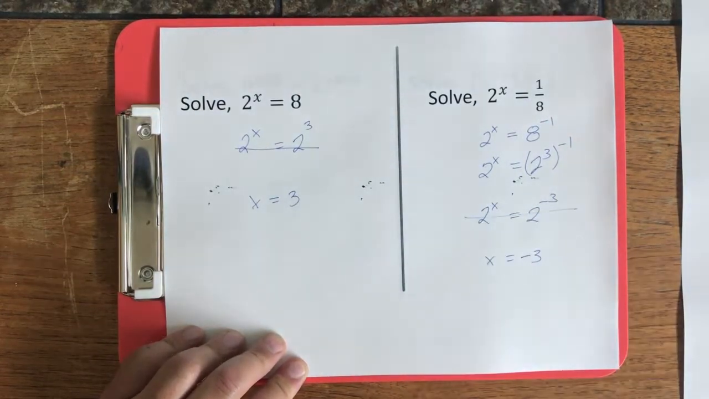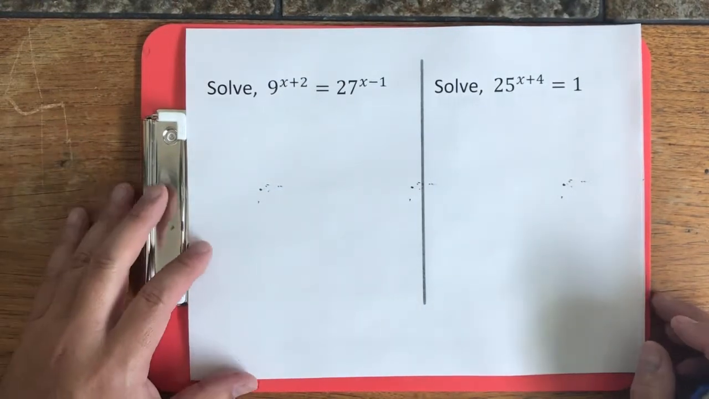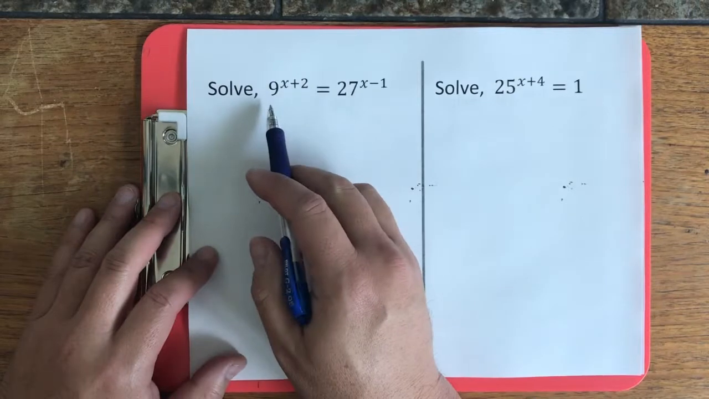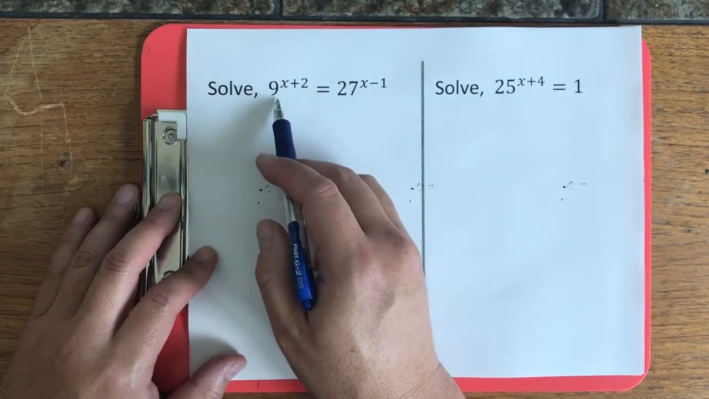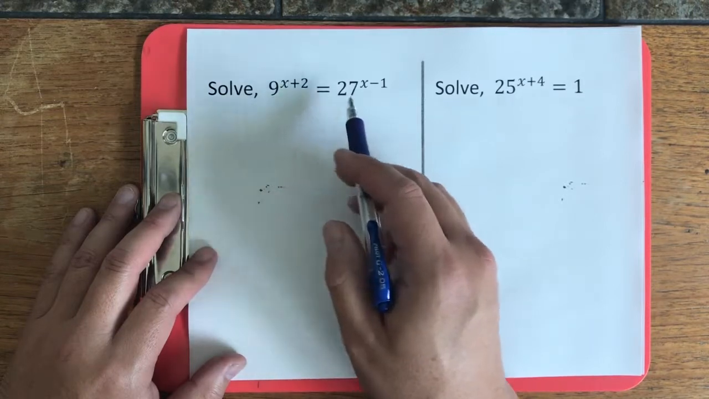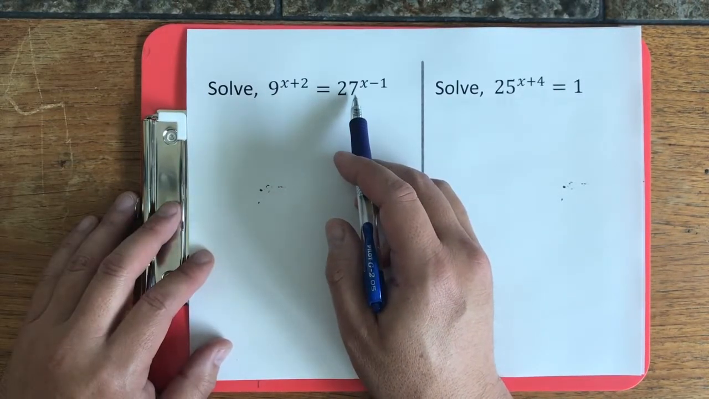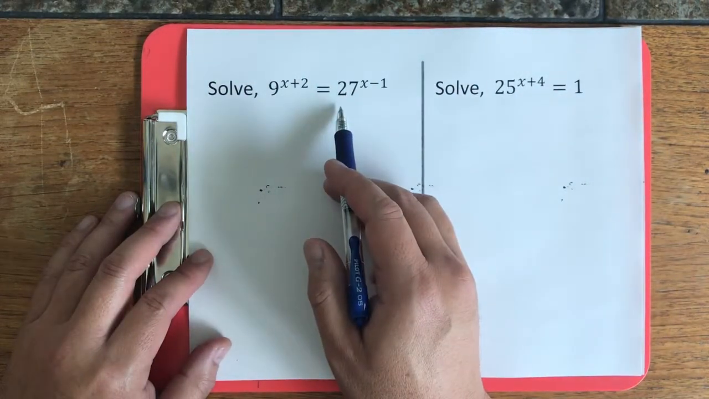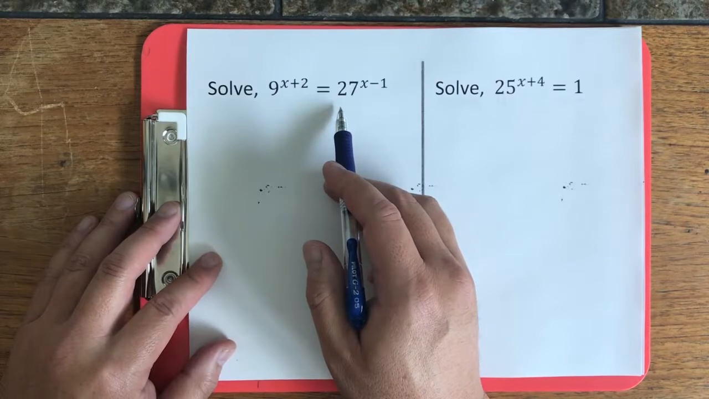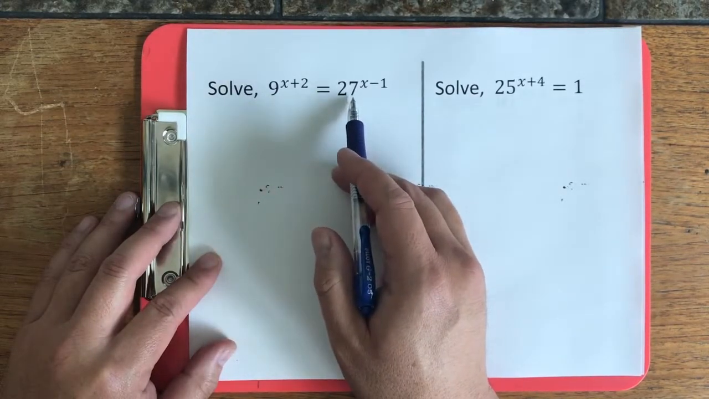negative 3. Okay, so now let's try this problem, which looks a little more terrifying. If we look at this right here, both of our bases, if we try to say 9 to the what will equal 27, there's no great number that seems to work, right? 9 squared is 81. We're already bigger than 27. So what we're going to try to do is find a different base that we can match both 9 and 27 to. In this case, let's use 3.